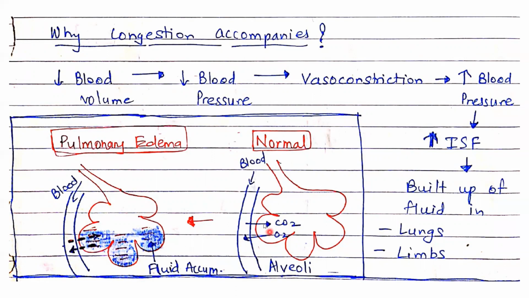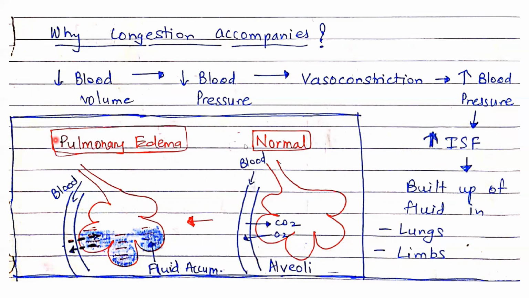Now, because blood is flowing with very high pressure in your arteries, a lot of fluid gets leaked from the arterioles. So there is an increase in the interstitial fluid, the fluid in the gaps. That leads to build-up of fluid in the lungs and limbs, basically. In the lower limbs, edema is very common.